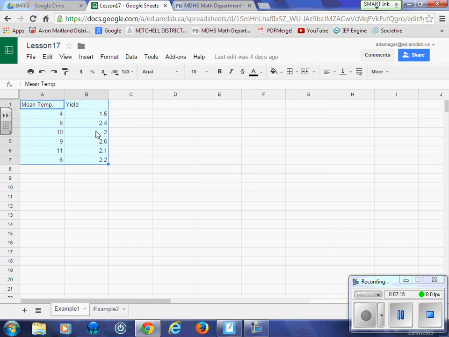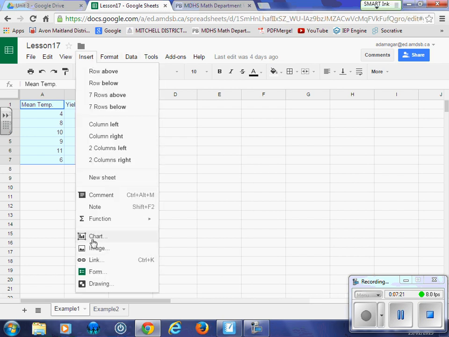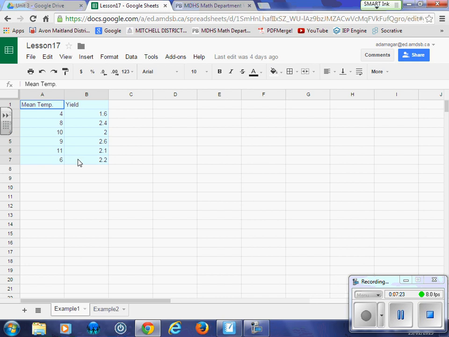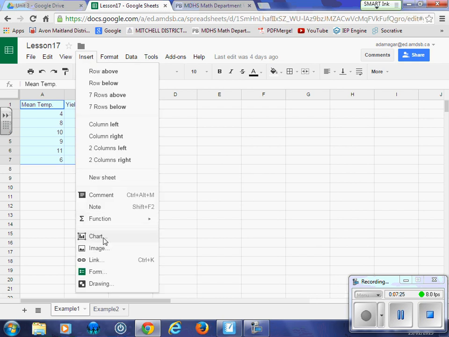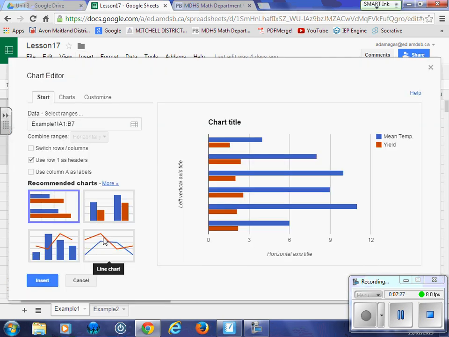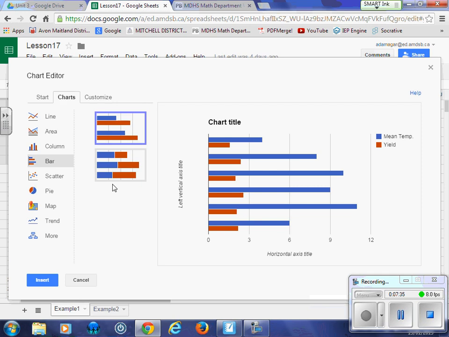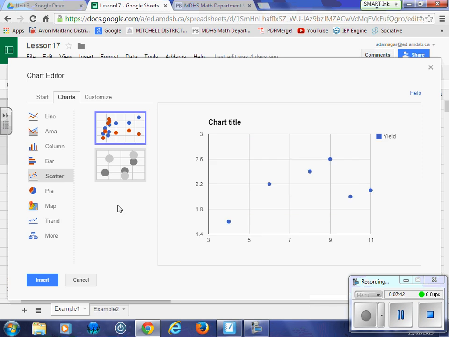So we grab all the information here and we want to insert a chart. Highlight the data with titles, insert chart, and we get this screen right here. I want to pick a different type of graph because they only give us bar and line graphs at this point. So I'm going to go more, and there's what we want. We want scatter plot all the time in this course. Okay, scatter plot, and here we go.